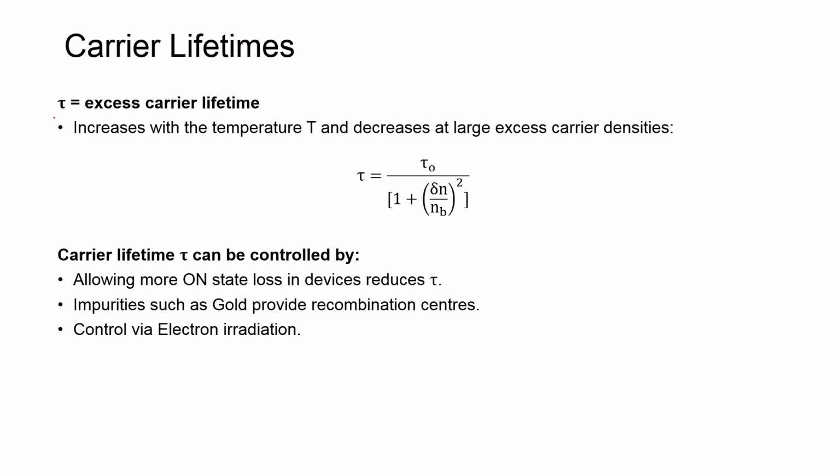Now this tau is a very important parameter because it decides the switching frequency of a power electronic device. So how fast we can turn on a device, or how fast we can turn off a power electronic device, is decided by this excess carrier lifetime. To explain this, let me draw a power diode.